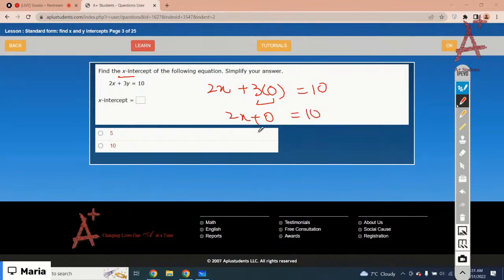0. Got it? So you have 2x equals 10. So you have to divide both sides of the equation by 2. So x equals 5, since 2 times 5 is 10. So that means the x-intercept is 5. Got it? So just select the correct option and click on the OK button. So the first option is the correct one.